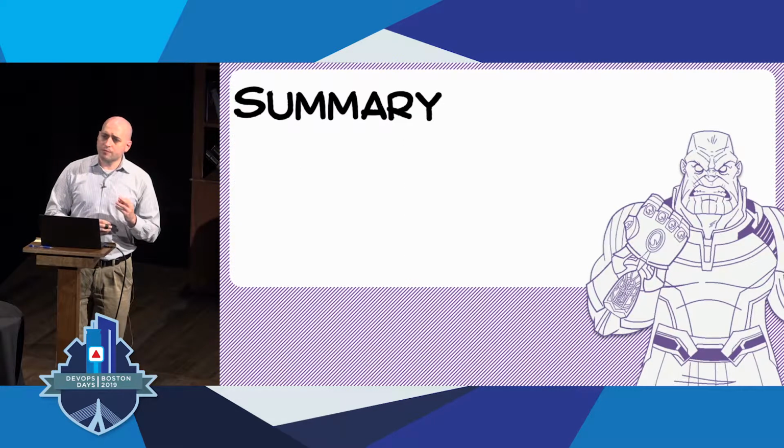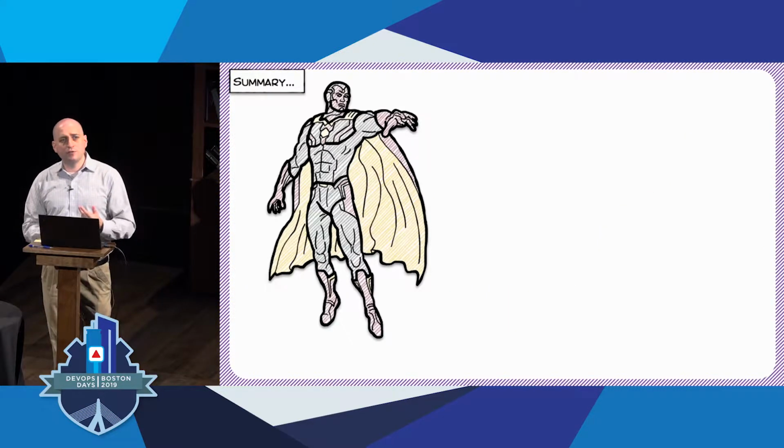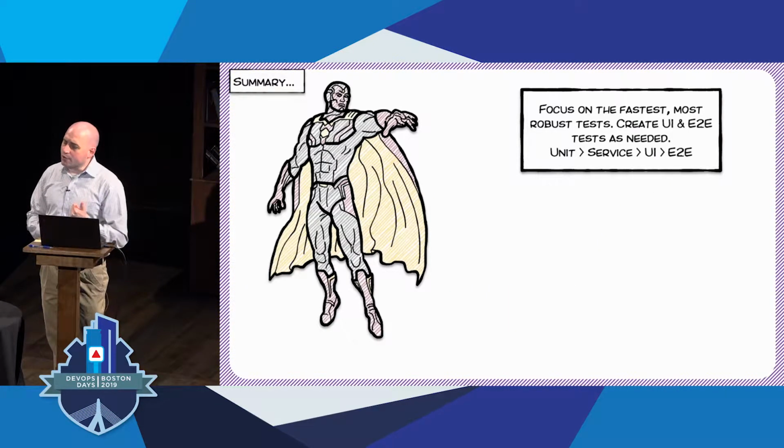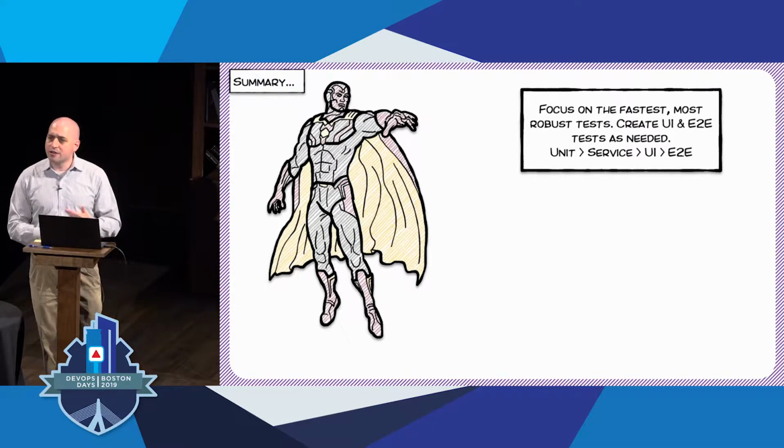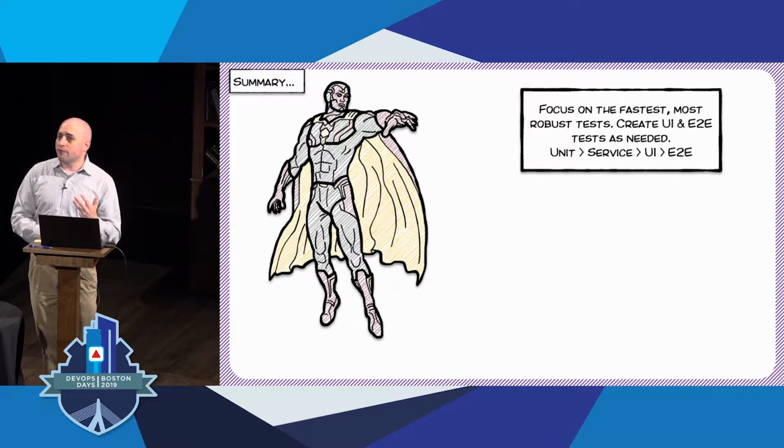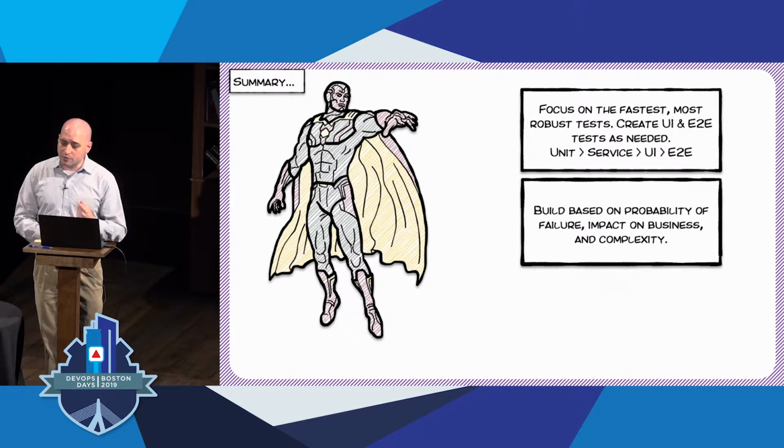So in summary, if you're going to automate, your focus should always be unit tests first, followed by service level, followed by UI, followed by those end-to-end. They are all valuable, but if you have limited time, which we all do, unit tests are the most important.